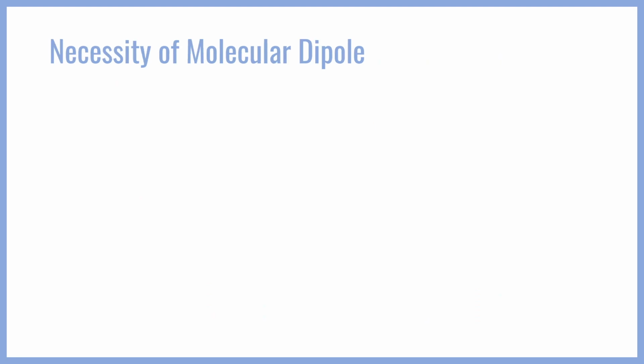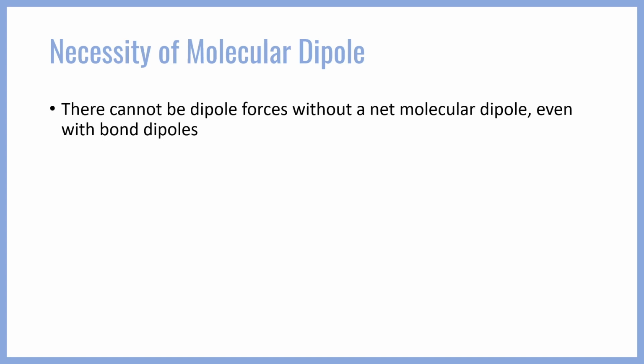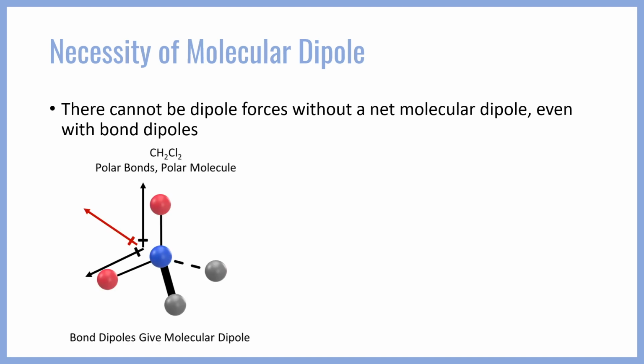It is important to note that in order for us to even consider dipole-dipole forces, we need to have polar molecules. There cannot be dipole-dipole forces without a net molecular dipole, even if there are polar bonds in the target molecule. For example, if we look at dichloromethane, or carbon dichloride, we can see from its three-dimensional structure not only that it has two polar C-Cl bonds, with dipole moments shown by the black arrows, but that these bonds sum to give the net molecular dipole shown in red.